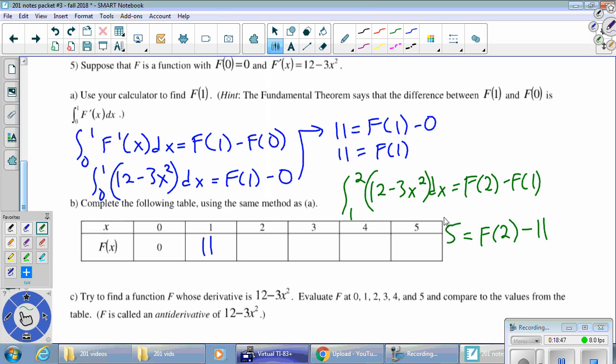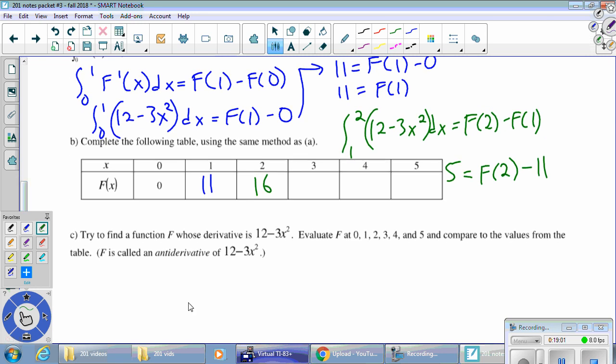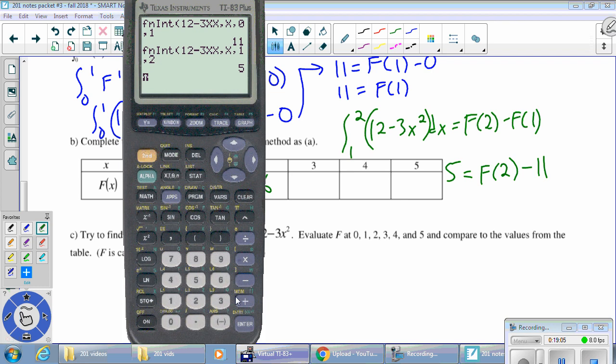And so then we just add the 11 to both sides to discover that f of 2 is 16. And that's it. So we just do that same idea for the other 3 pieces. I'm not going to write it, but I'll at least do the calculations here on the calculator so you can see. So the next one we're going to go from 2 to 3.